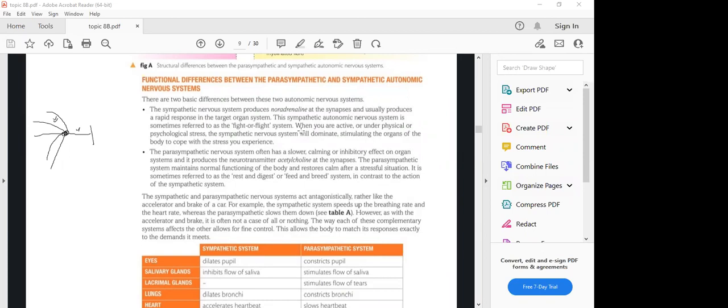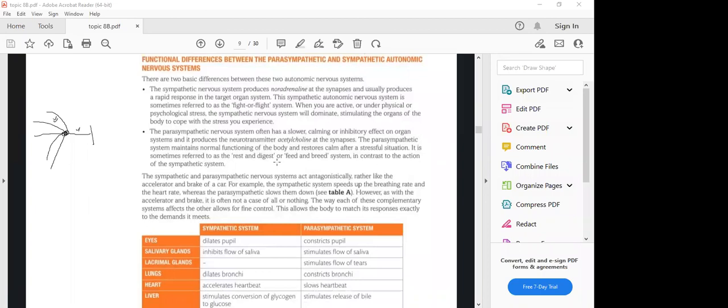The parasympathetic nervous system often has a slower, calming, inhibitory effect on the organs that maintain the normal functioning of the body, and restores calm after the stressful situation. It is sometimes referred to as the rest and digest or feed or breed system. In contrast to the action of the parasympathetic, both are involuntary, but one system works faster, and the system which works faster will definitely have myelinated neurons, and the system which works slower will have non-myelinated neurons.